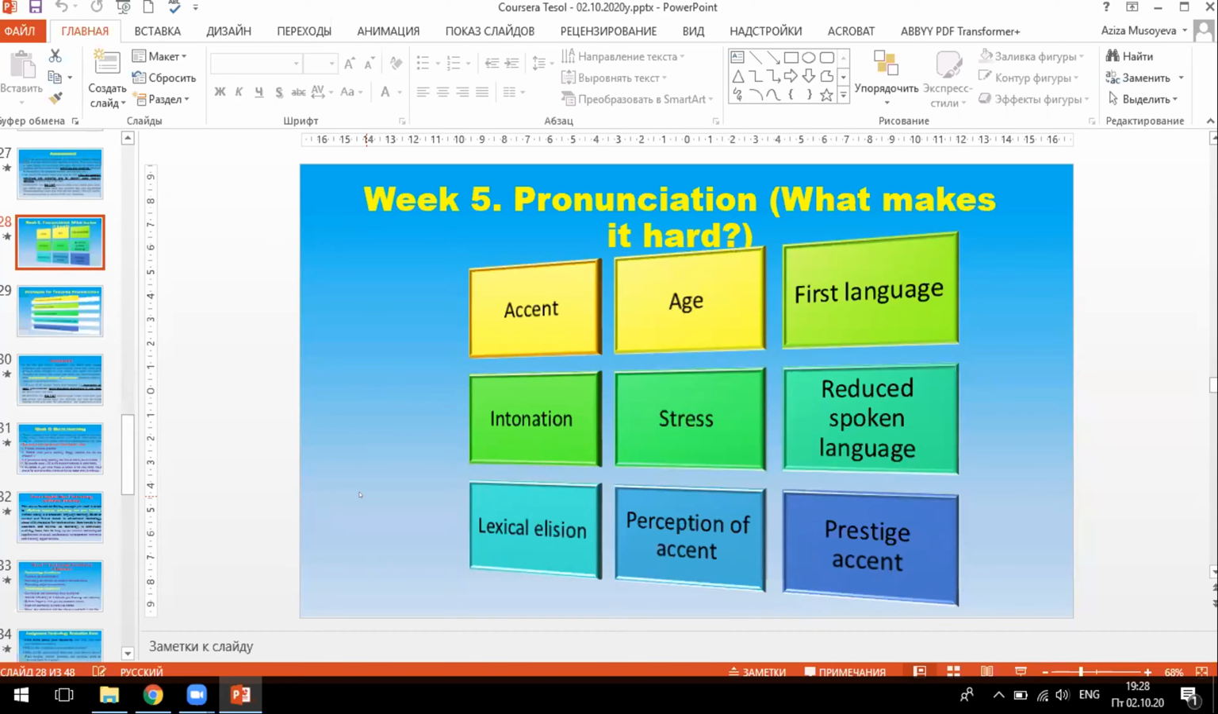First language is a very important issue, and sometimes it makes pronunciation very hard. Because every one of us has an accent from our first language.